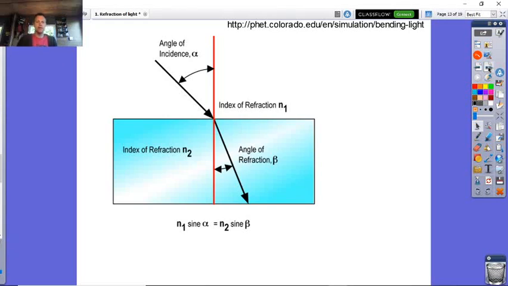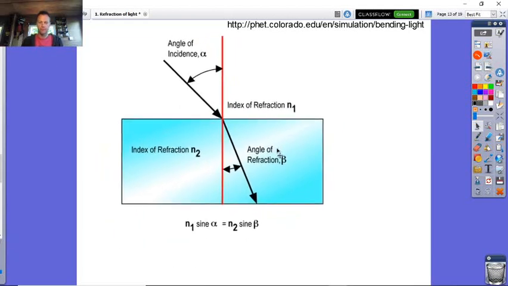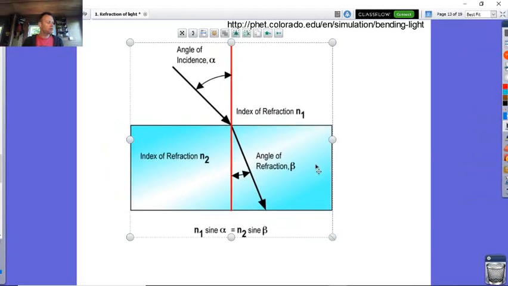Okay, this is the second part. I'm going to probably call it refraction part 4, but it's the second part to 13.2 in your book.